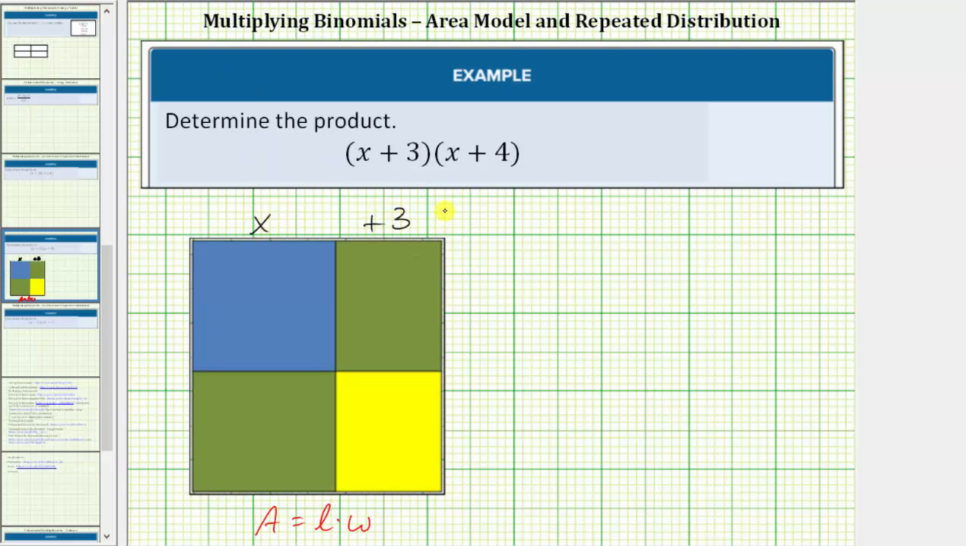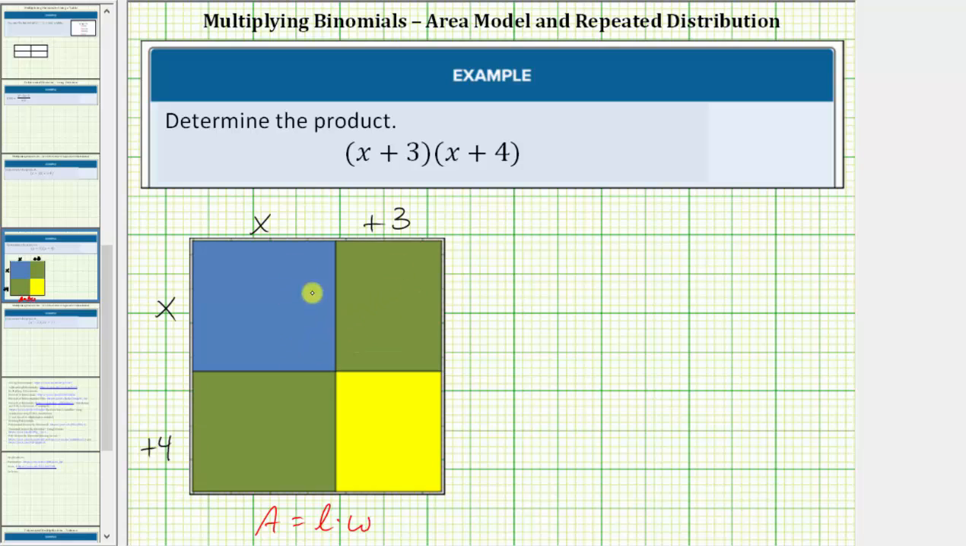By labeling it like this, we're saying this blue length is equal to x units, and this green length is equal to 3 units. And we'll label the length of this side x plus 4. So again, the blue length here is equal to x units, and this green length is equal to 4 units.